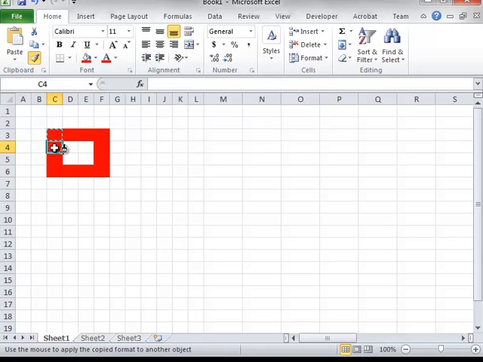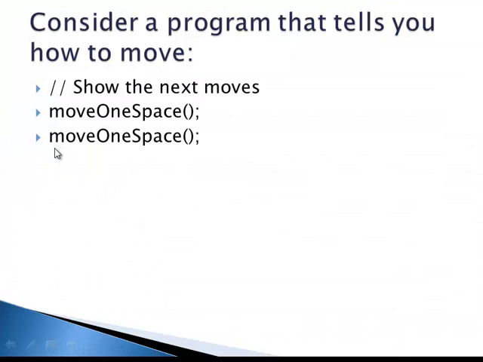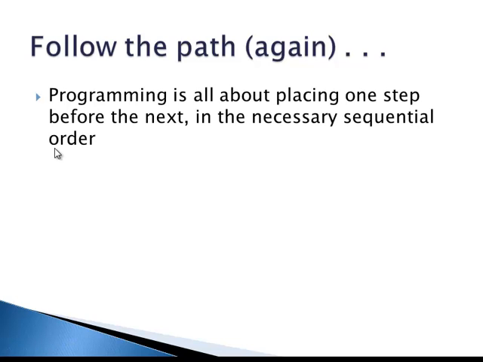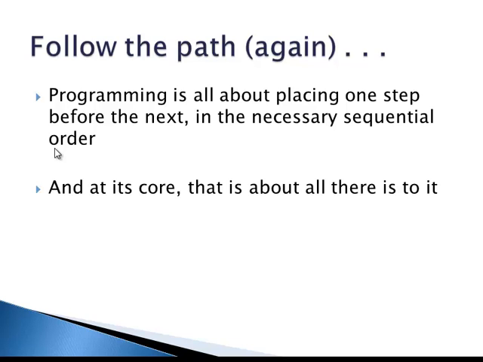And certainly we don't have to make it a very simple square. We could have very complicated paths for the robot, but the bottom line there is that we would be placing one step before the next. In other words, what do we want the robot to do next? And in the appropriate sequential order. It was not going to work if we told the robot to turn right too soon or too late. We had to take our steps, then turn right, then take our steps, and then turn right. When we get down to it, that's really all programming is about. It's placing one step before the next in the appropriate order.